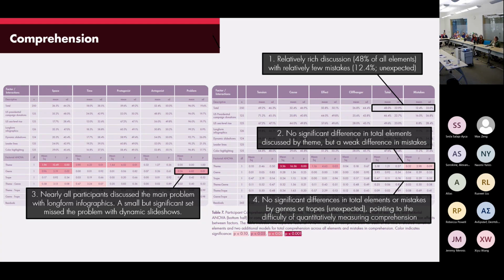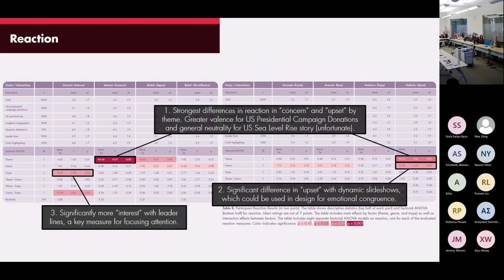And finally, one unexpected finding that we had was that there were no significant differences in comprehension by genre or trope. We weren't expecting that. But digging deeper, I think this relates to just the difficulty of this sort of more qualitative measure of comprehension that all sort of standardized testing has. And in the paper, we talk about alternative social science methods that we might be able to use.